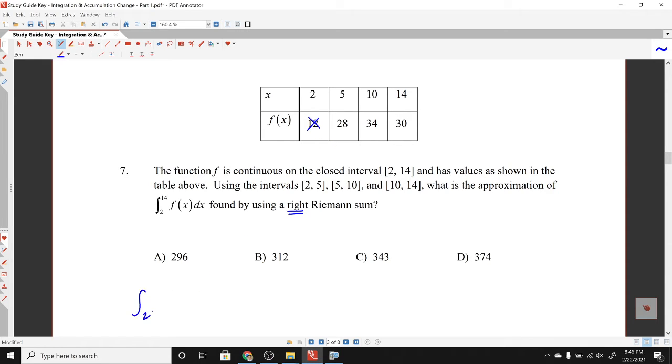So our integral from 2 to 14 of f of x dx is going to be, now again, this is a rectangle, so it's base times height. Base is 3 times the height, which is 28, plus our next base is 5 times the height, 34, plus the next base is 4 times the final height, 30. We go ahead and do that math, and we get 374.